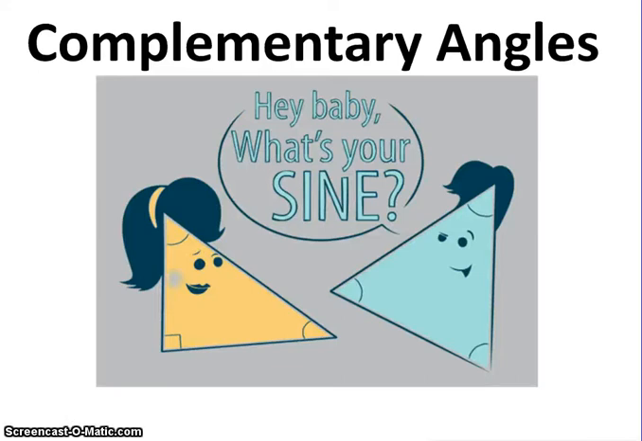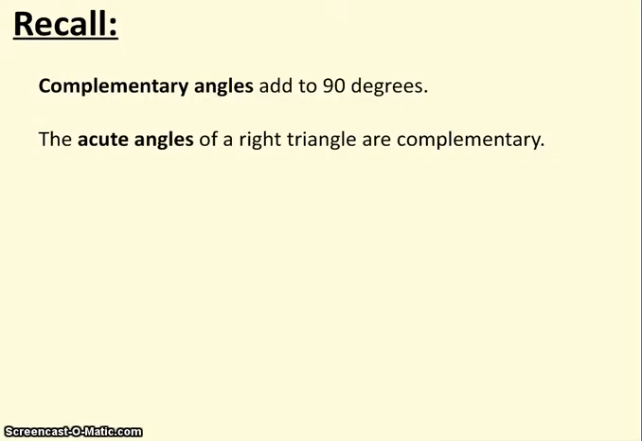In a previous video, we've talked about how the sine of one angle and the cosine of its complement are going to be the same. We're going to extend on that today, and we're going to talk about that again some more. So as a refresher, we know that complementary angles add to 90 degrees.